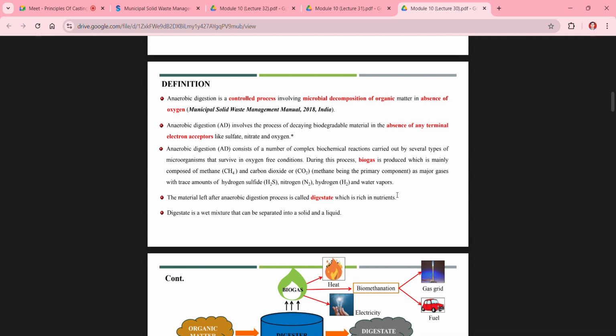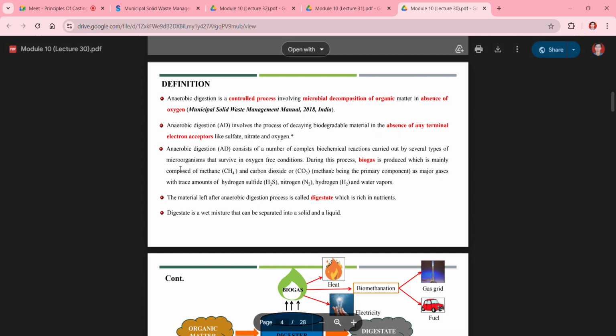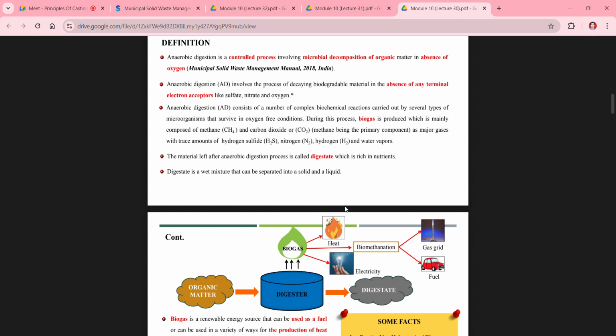When we were talking about composting or vermicomposting, there was also the presence of some microorganisms. In the anaerobic digestion process, there will also be the presence of different types of microorganisms. During this process, biogas generation takes place. This biogas generally contains nitrogen, CH4, ammonia gas, and H2S or H2 vapors. This biogas can be used as a fuel source because of the presence of CH4 and H2 gas, which have a very high calorific value.